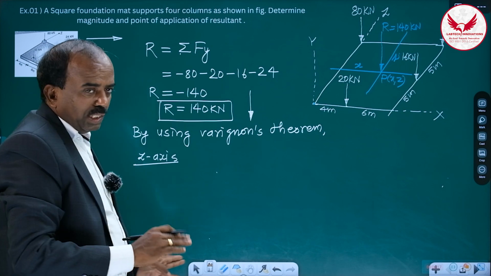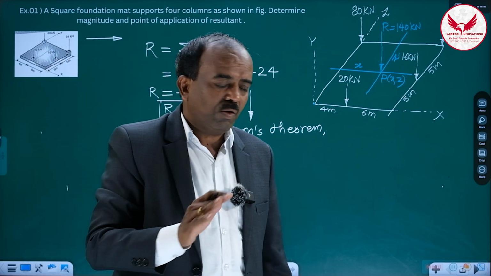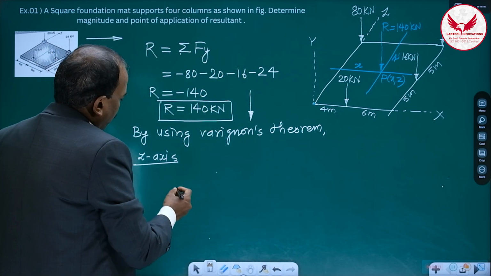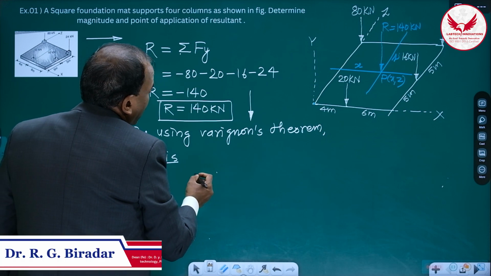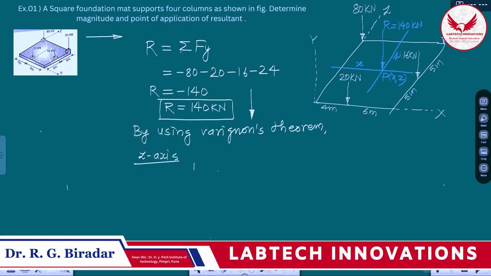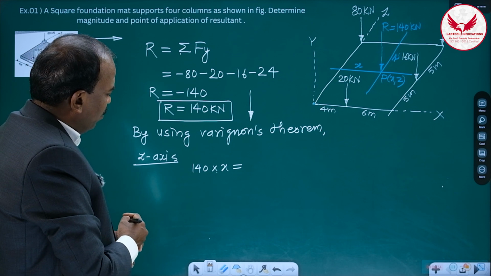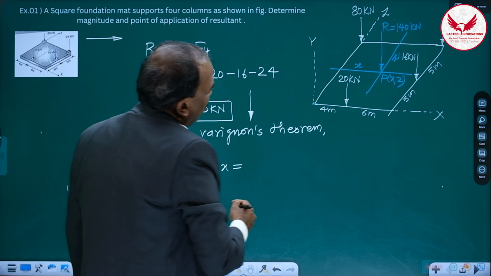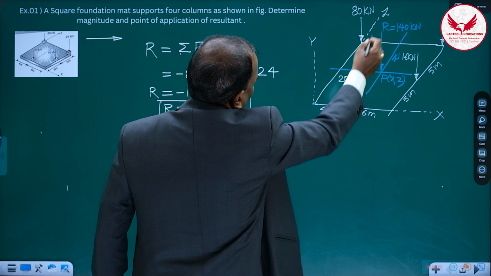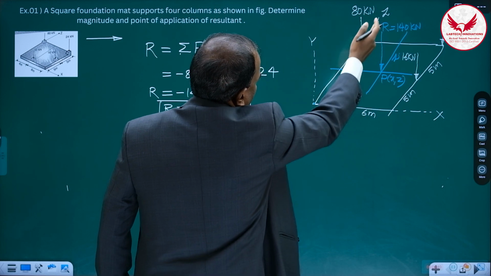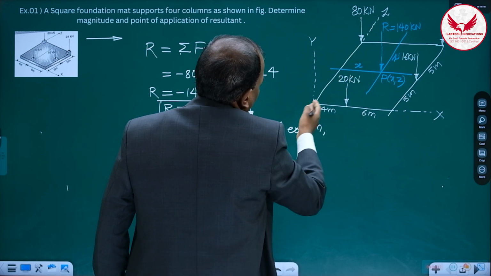In space forces, instead of a point, we have to consider the line or axis. Then it is going to be about the z-axis. One side is going to be 140 into x, the moment of the resultant, and its right hand side will be what? Its right hand side is going to be the moment of all the forces about the same axis. Moment of 80 is 0.